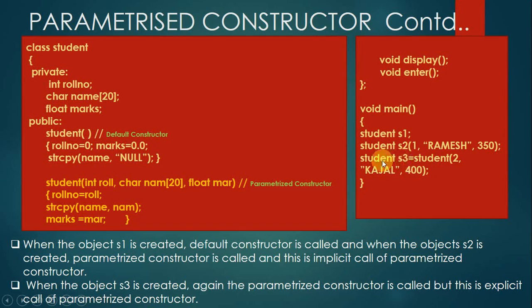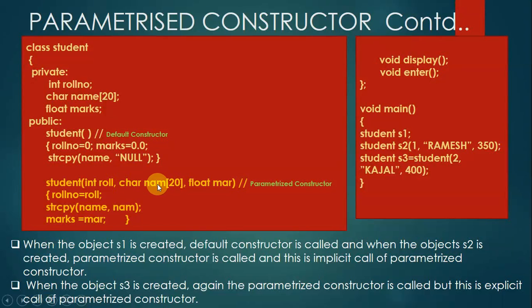Now let us see the third statement. The third statement again is a call to a parameterized constructor. But the difference between the second and the third statement is that the second is an implicit call to the parameterized constructor, and now we are giving an example of how we can call the parameterized constructor explicitly. Again, the syntax is the same. We are writing the name of the class first, then the object name, equal to, and I'm invoking this constructor function explicitly here. I'm giving the name of the constructor function followed by the arguments which I'm sending here, 2, Kajal and 400. Again, the value 2 will be taken by the member roll.